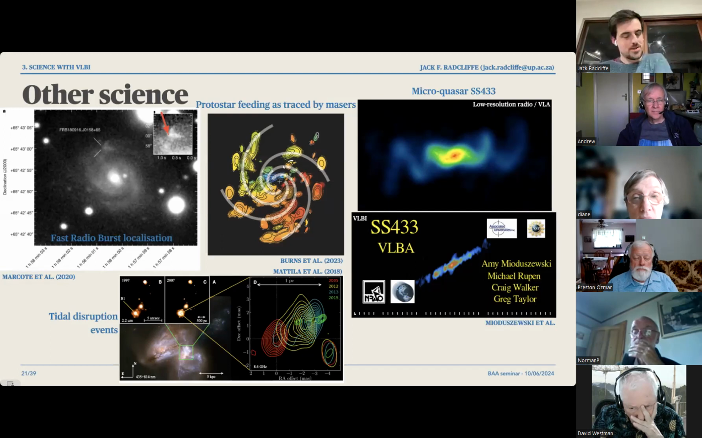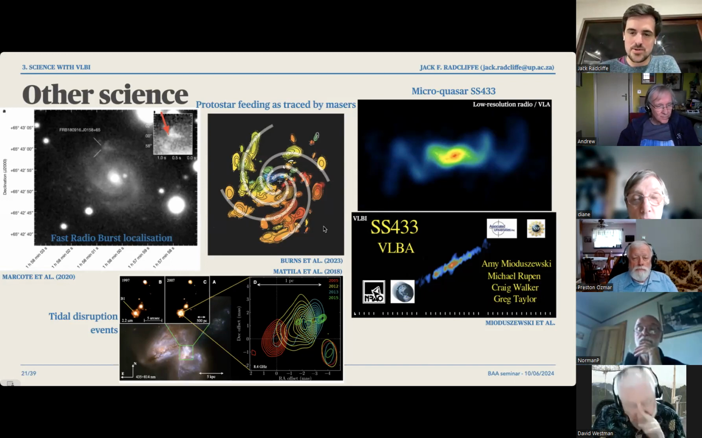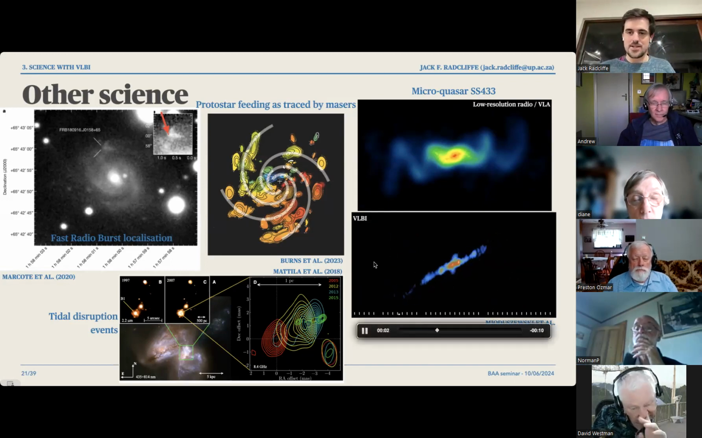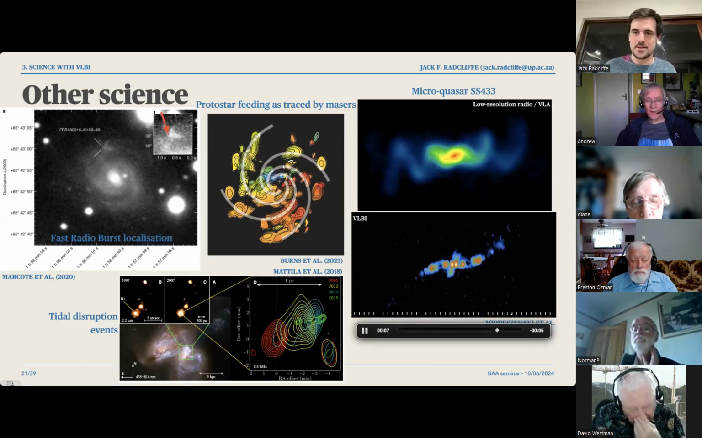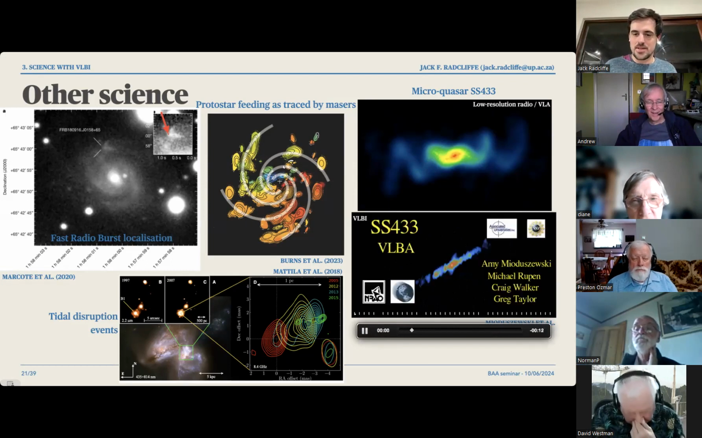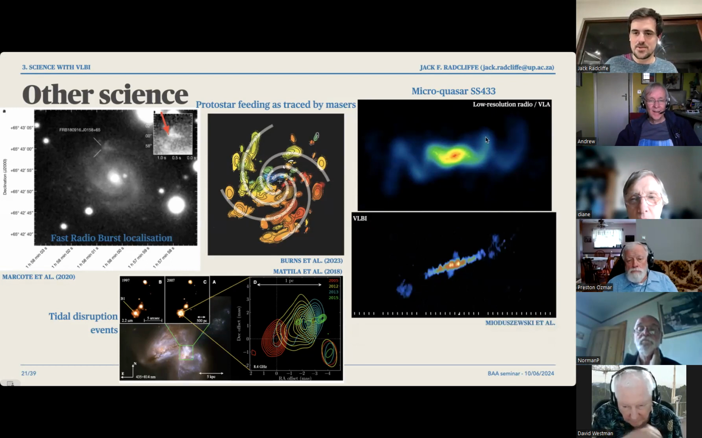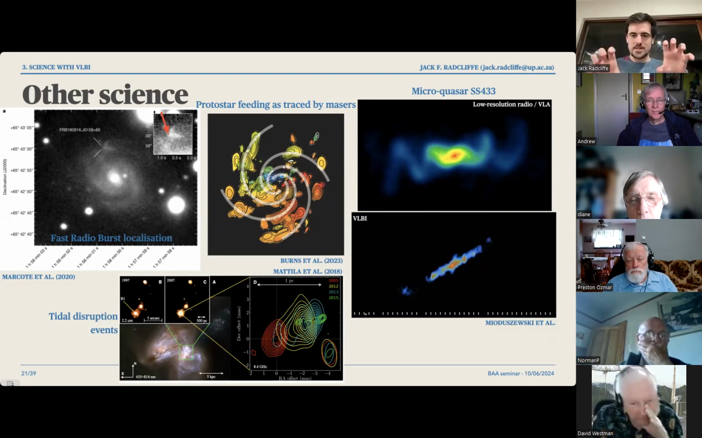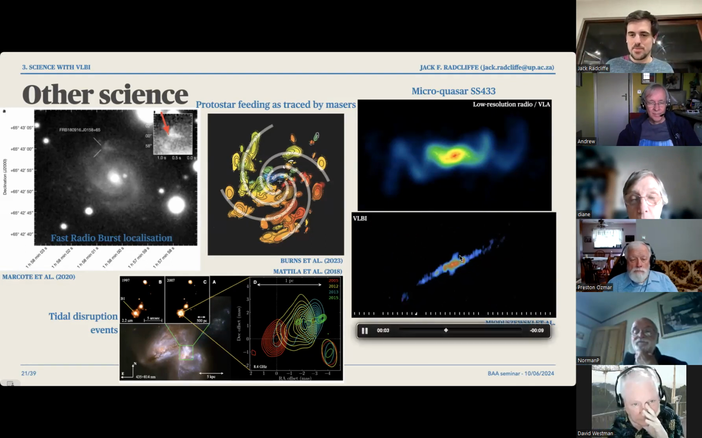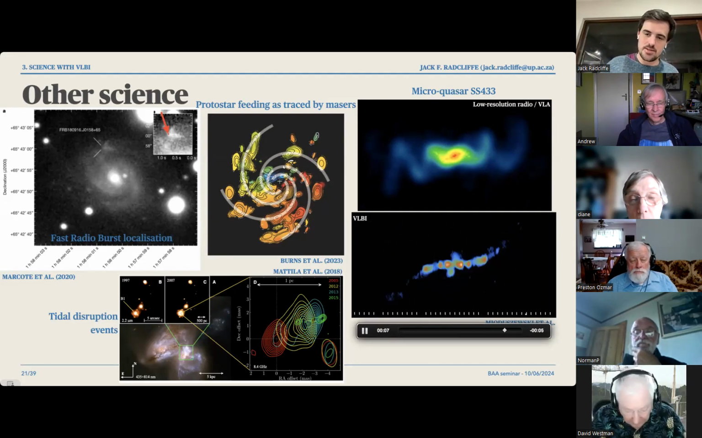On top of this, we can also look at tidal disruption events. So looking at the emission from tidal disruption events, and we can also trace individual plasma blobs coming from other types of black holes in different regimes. This is the microquasar SS433. On the top, you've got the VLA and the low resolution radio with this sort of corkscrew effect coming from the precession of the black hole and its companion star. And then when you zoom in with VLBI, you can see the individual plasma blobs getting expelled from the accretion onto the black hole.